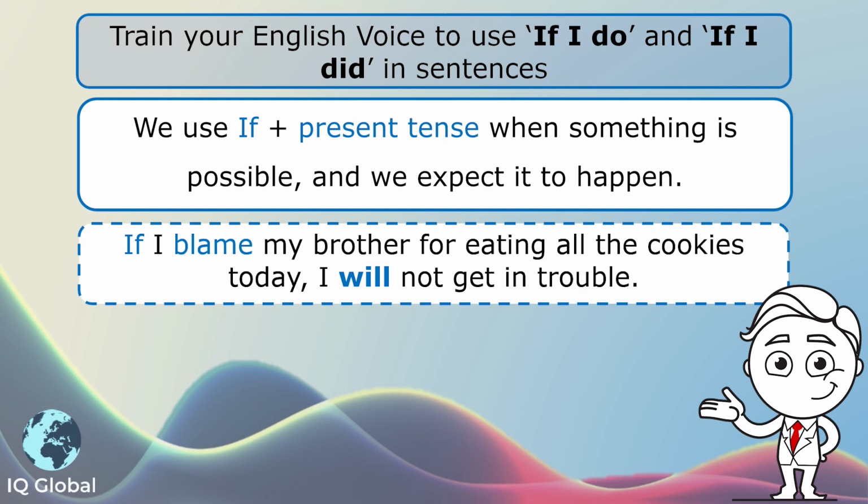If I blame my brother for eating all the cookies today, I will not get in trouble. Remember, we use will to talk about something that will happen in the future. So this sentence is possible and I expect it to happen. I expect I will not get in trouble if I blame my brother.